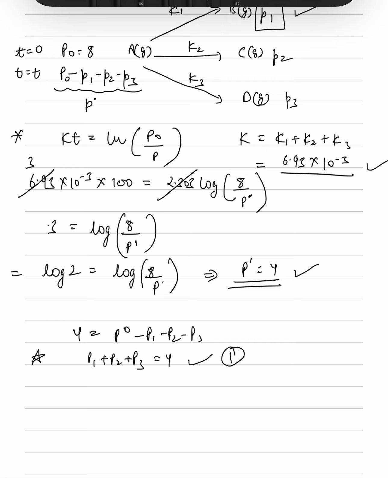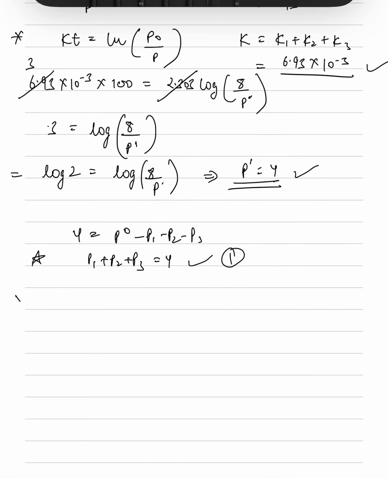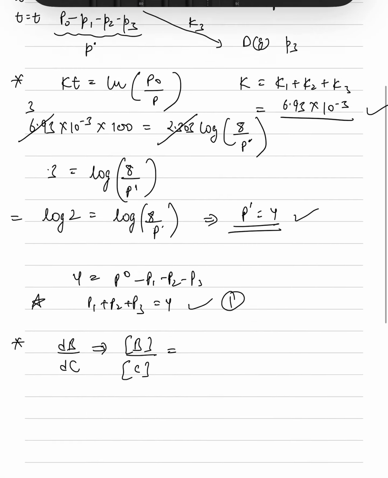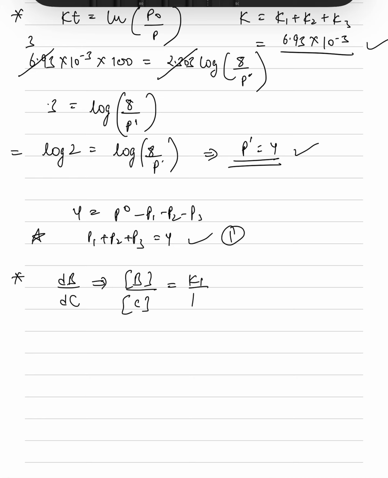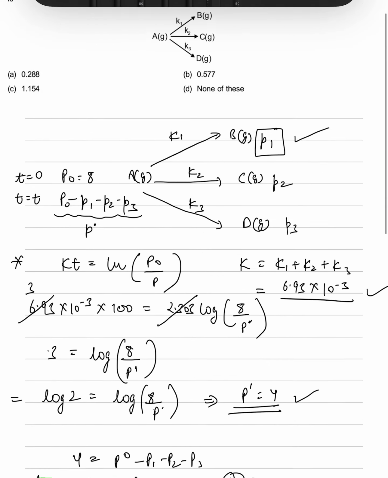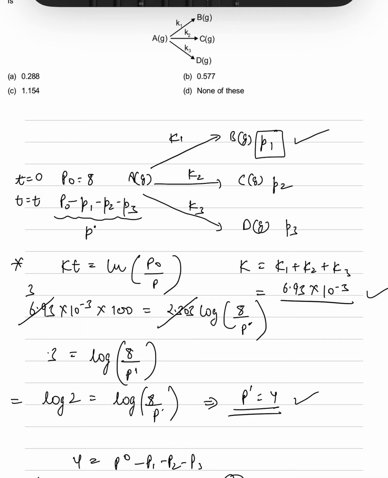Also, we know in the case of parallel reactions, the ratio of the products formed, let's say dB by dC, or we can say the amount of B formed divided by the amount of C formed, equals the ratio of their rate constants. That means it is equal to K1 by K2. Similarly, the amount of C formed divided by the amount of D formed equals K2 by K3, and the amount of B formed divided by the amount of D formed equals K1 by K3. Since we are dealing with reactants and products in their gaseous state, we will deal not with the concentration terms, we will deal with the pressure terms, right?